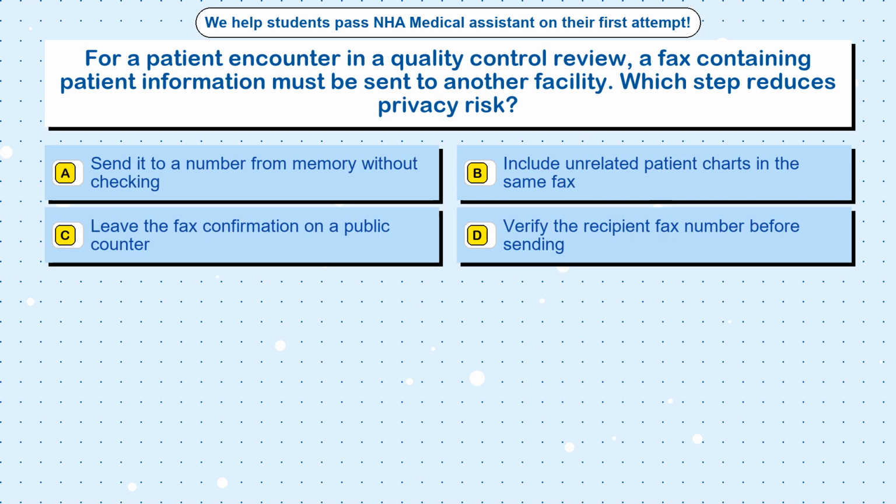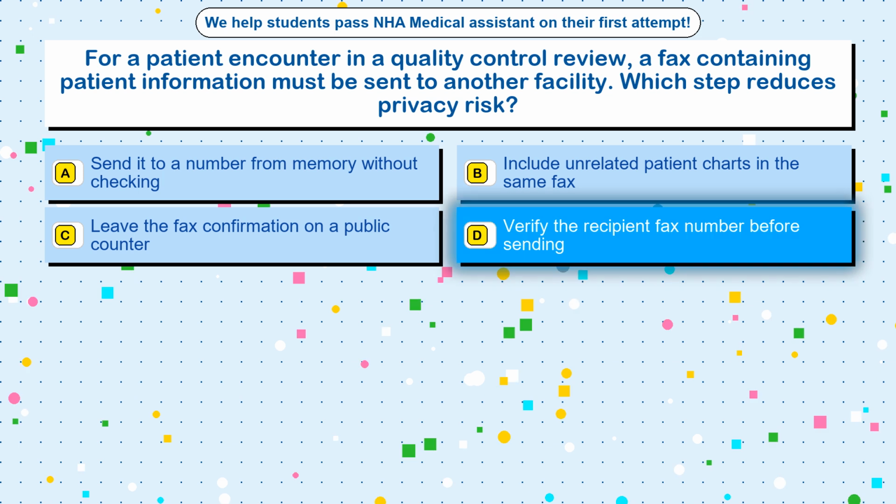Question 51. For a patient encounter in a quality control review, a fax containing patient information must be sent to another facility. Which step reduces privacy risk? Option A, send it to a number from memory without checking. Option B, include unrelated patient charts in the same fax. Option C, leave the fax confirmation on a public counter. Option D, verify the recipient fax number before sending.